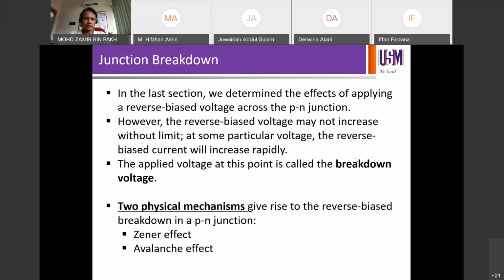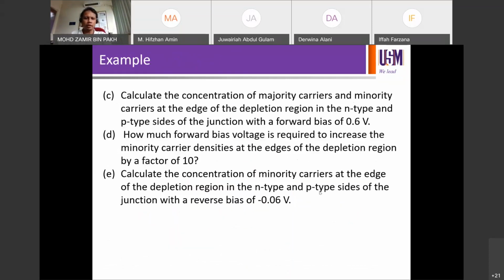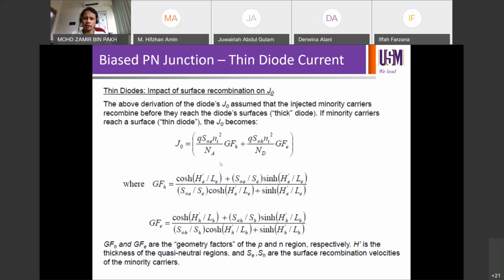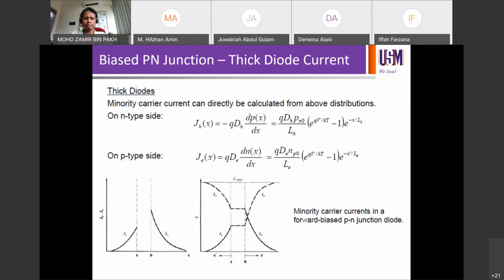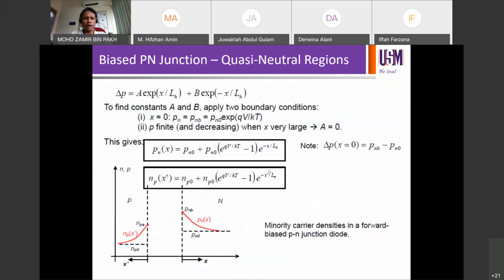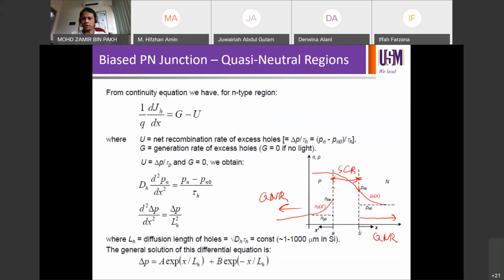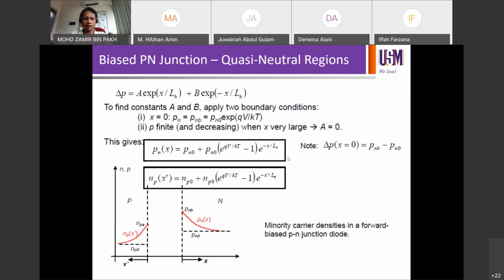So for example, this I just preamp lah. Two physical mechanisms give rise to reverse bias breakdown in PN junction and all this stuff. We're going to learn about reverse bias condition after we finish the calculation on the forward bias. So after the SEM break, we're going to do this estimation or approximation in the Q&R of both sides. And then you're going to see the profile like this.